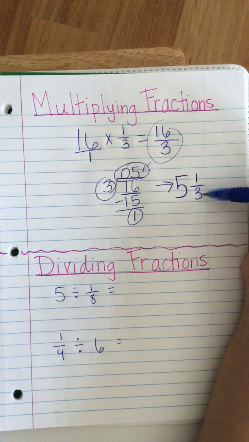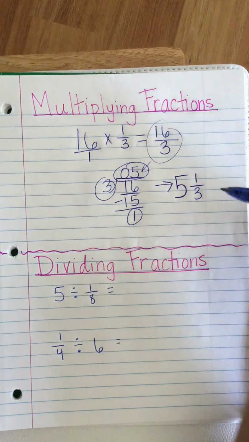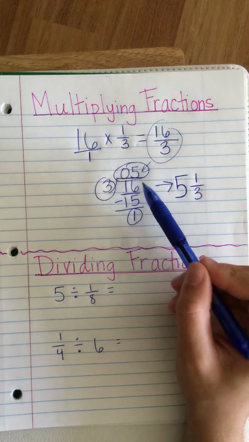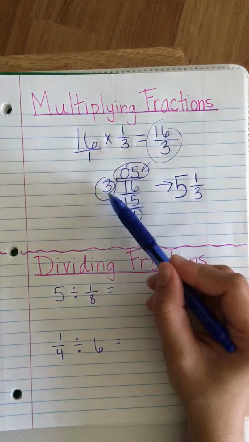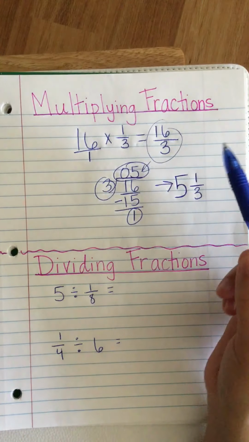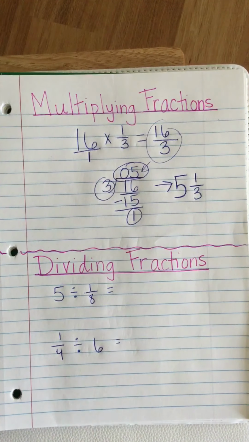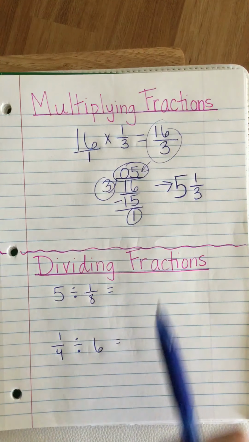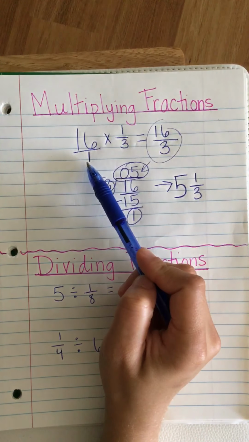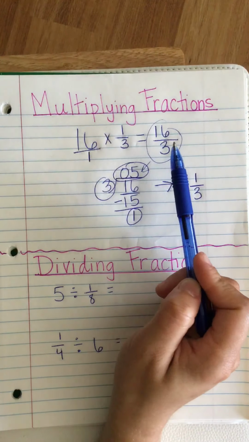Notice the denominator stays. So if you're ever confused with creating your mixed number with the 3 numbers you have left, know that at least one of the 3 should be the same denominator. So our answer is 5 1/3. So remember, multiplying fractions, just place a 1 underneath your whole number and multiply across.